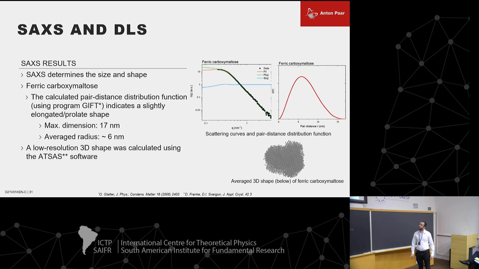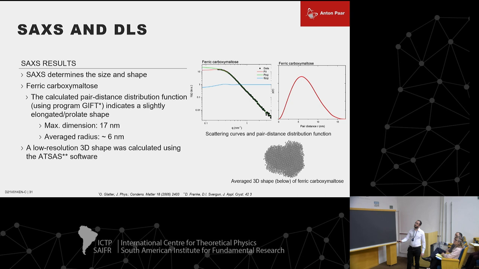So for the ferric carboxymaltose, the calculated pair distance distribution using this software, GIFT, indicates a slightly elongated and prolate shape, this shape here. We can see the basic plot. We can see the pair distance distribution here.